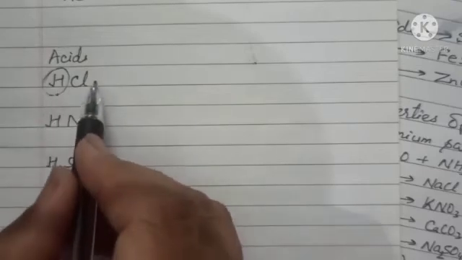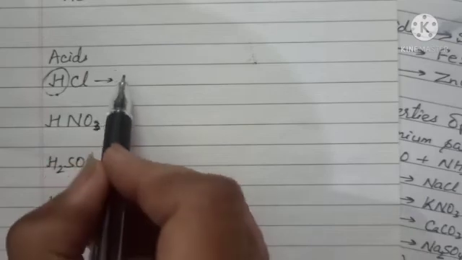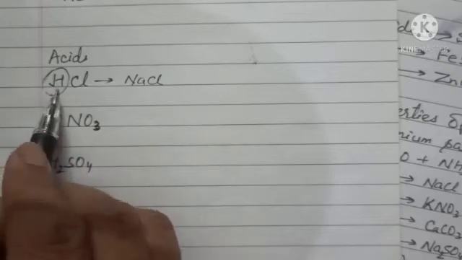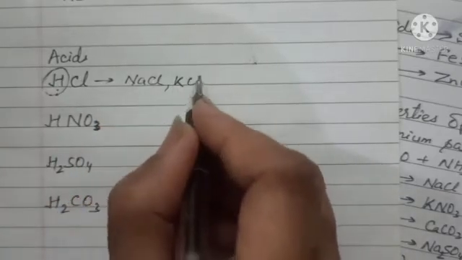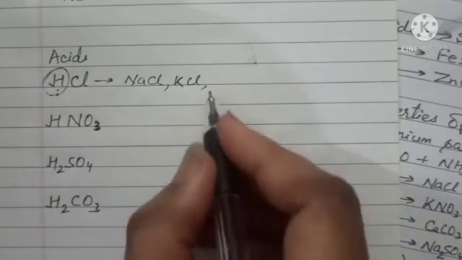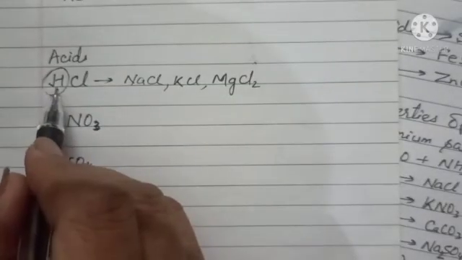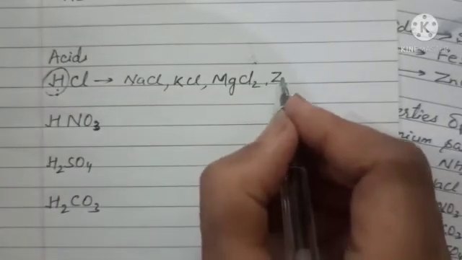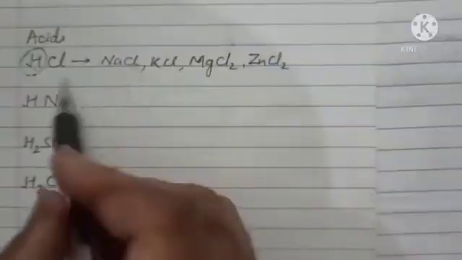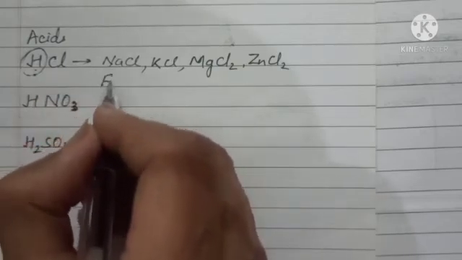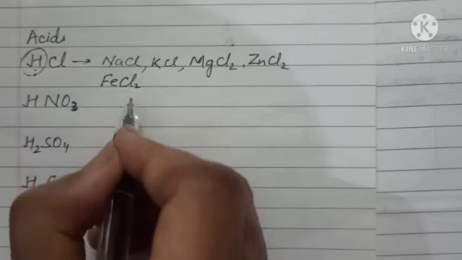If you remove this H by any metal, then what is formed? A salt is formed. For example, H is removed by sodium, then it forms what? NaCl. If you remove the H by potassium, it forms KCl. If you remove this H by magnesium, you will get magnesium chloride, right? If you remove this hydrogen by zinc, you will get zinc chloride. If you remove this hydrogen by iron, then you will get iron 2 chloride, right?